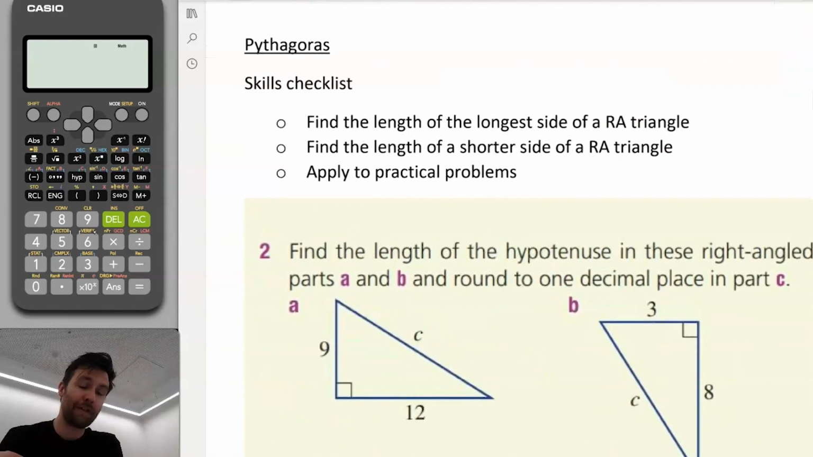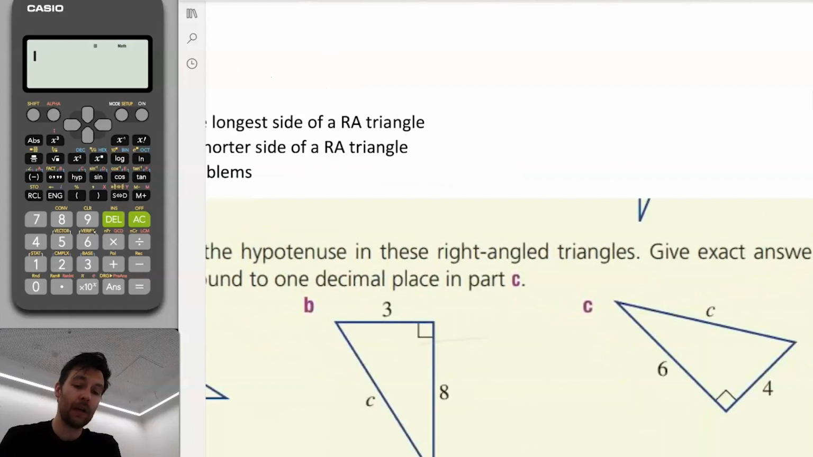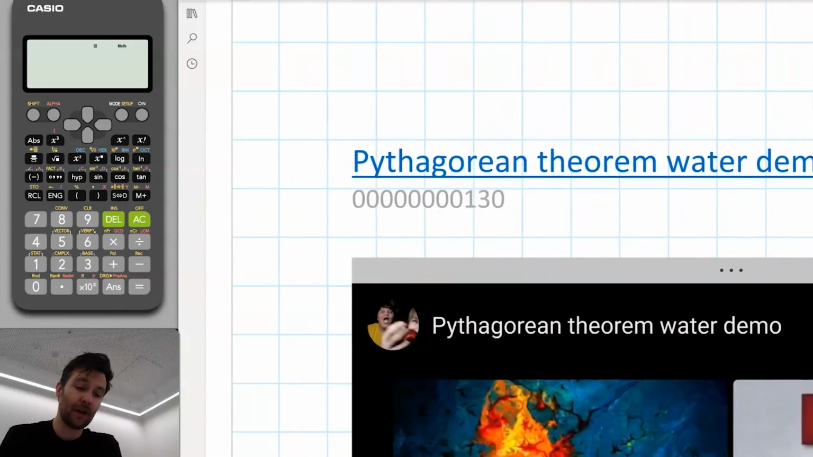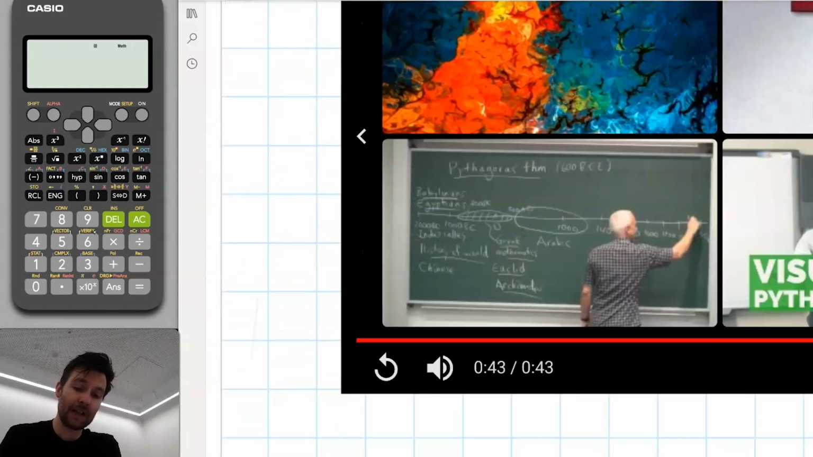Now, the first skill that we've got to cover is Pythagoras. There's 3 things we need to be able to do for this exam. We need to be able to find the length of the longest side of a right-angled triangle. We need to be able to find the length of a shorter side of a right-angled triangle, and then take this information and apply it to practical problems as well. Now, you might have seen this video that I've helpfully hidden off to the side.